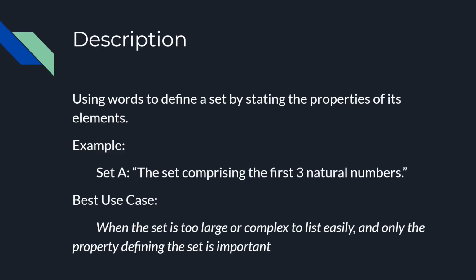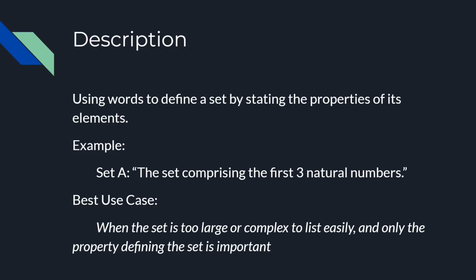One way to represent a set is by using description. This method involves defining the set in words by specifying a property that all the elements share. For example, set A is the set comprising the first three natural numbers. This description explicitly tells us which elements are in the set based on a clear property.